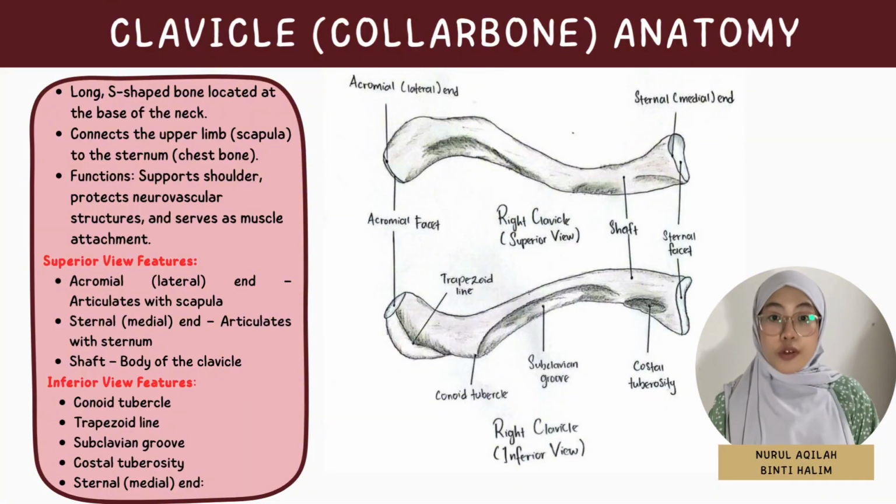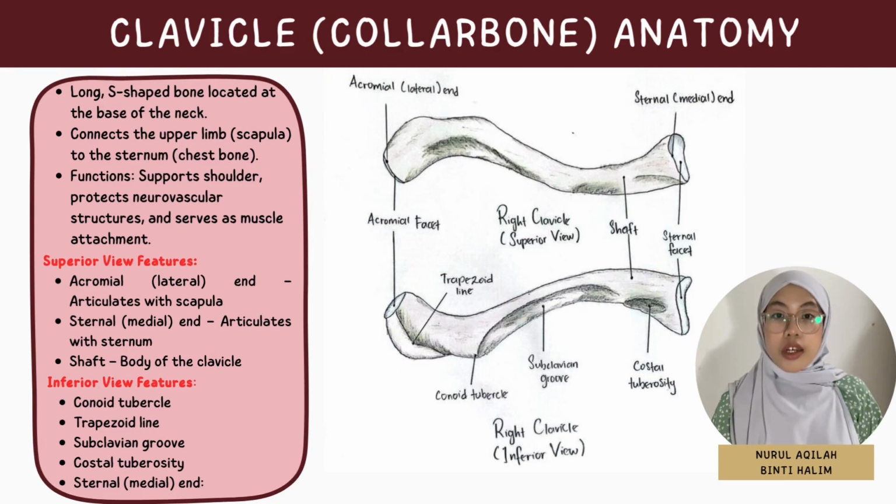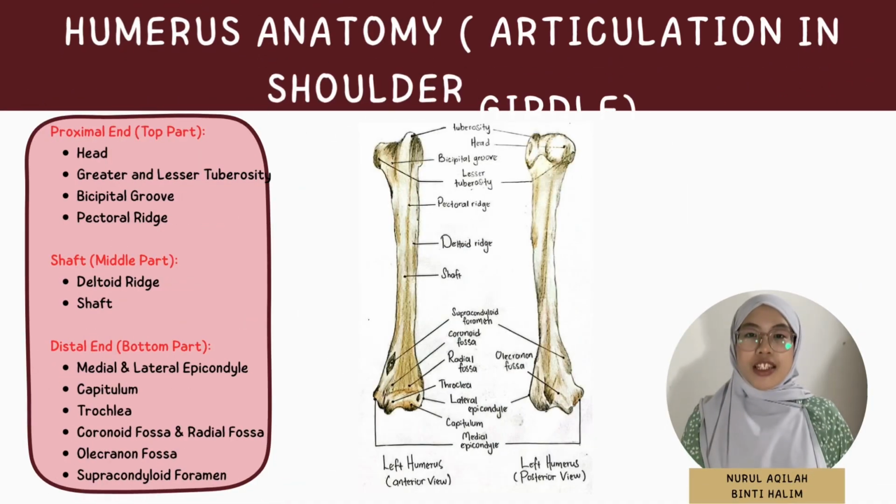From the inferior view, we see structures like the conoid tubercle and trapezoid line, which are ligament attachment sites, the subclavian groove, and the costal tuberosity. Next, let's move to the humerus.